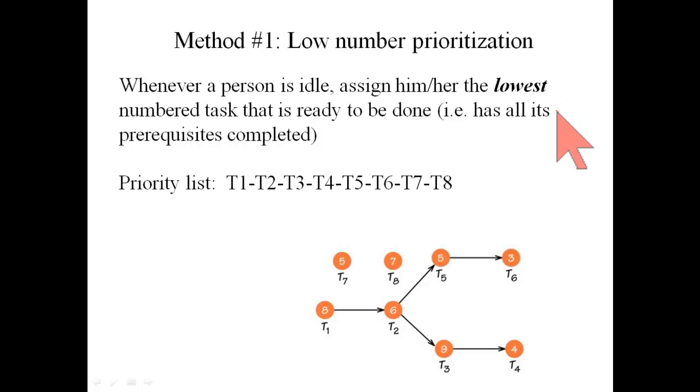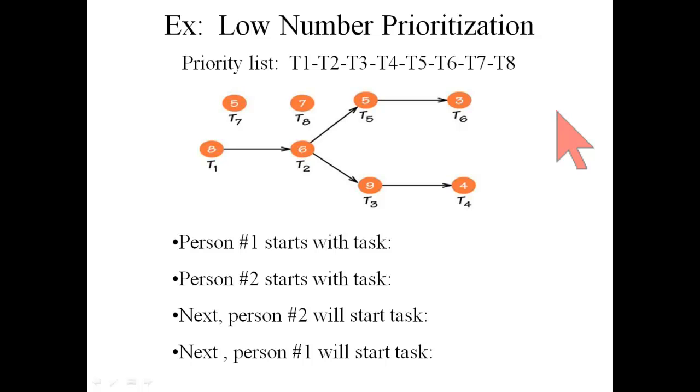So how does that work in this example? Here's the priority list. Here's the digraph. We're ready to begin. Person number 1 steps forward and says, I have free time. Give me something to do. We go up to the priority list and say, aha, task 1 is highest priority. Is it ready to be done? I look at the digraph and see that task 1 has no prerequisites that haven't been completed. In fact, task 1 has no prerequisites at all. And say, okay, you start with task number 1.